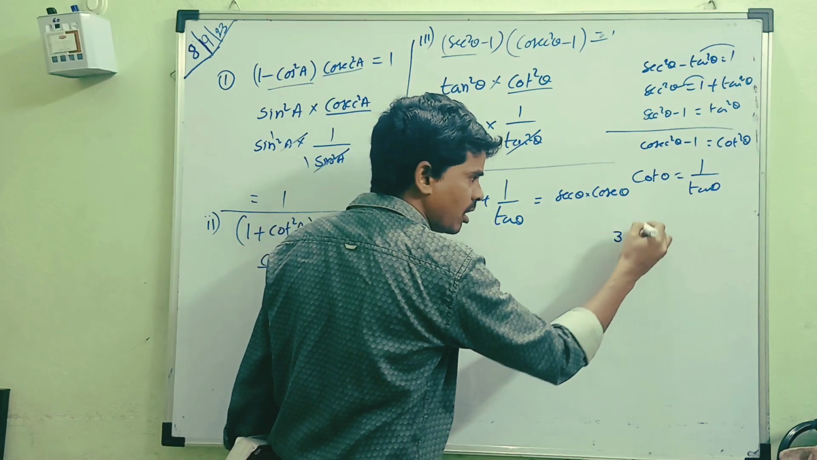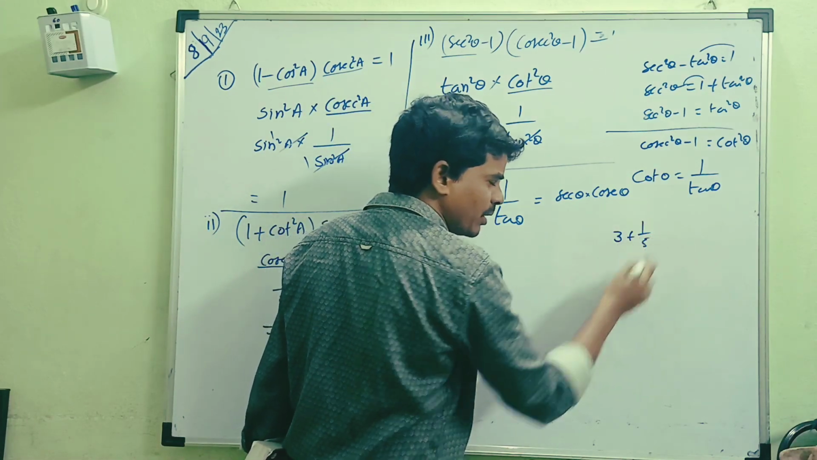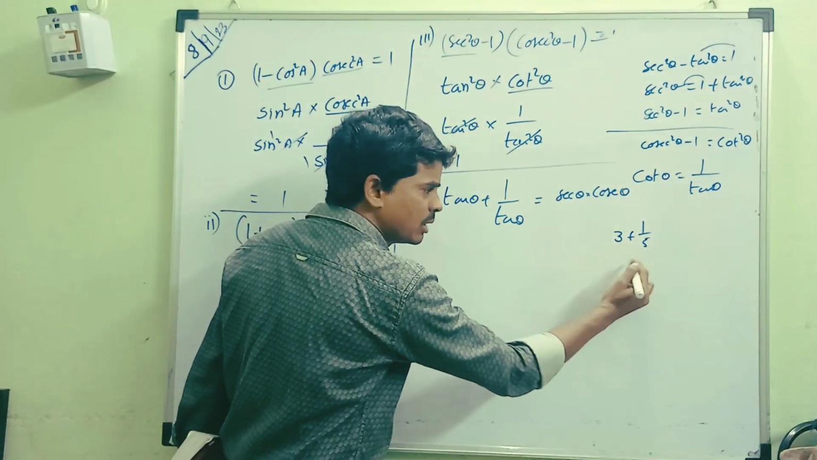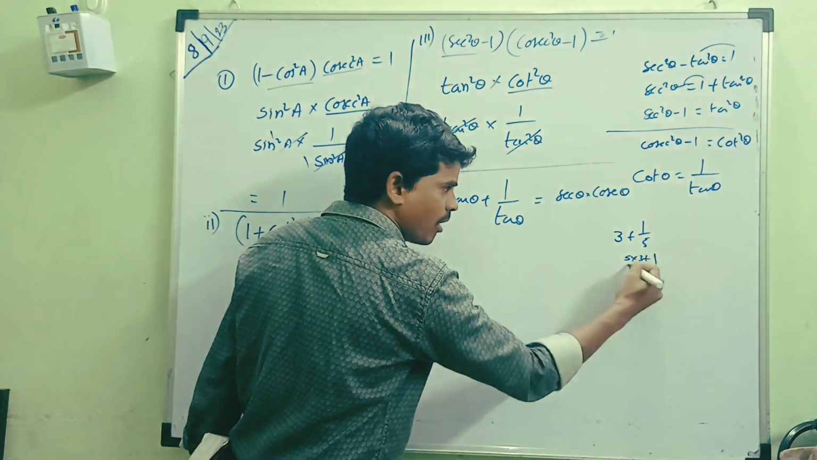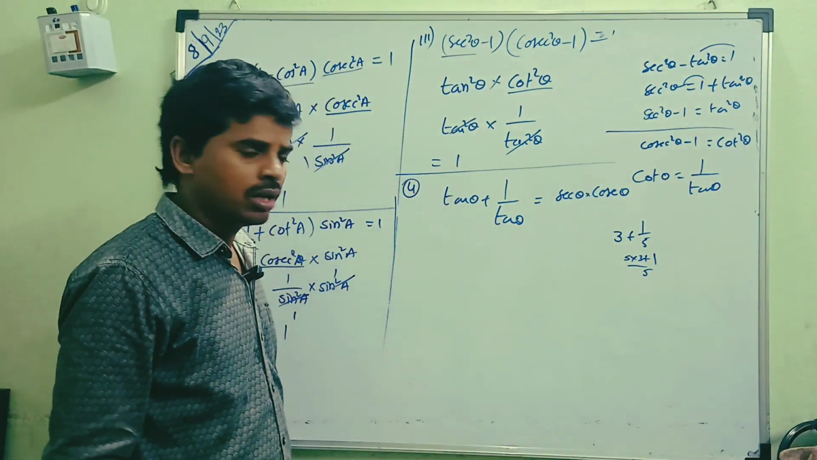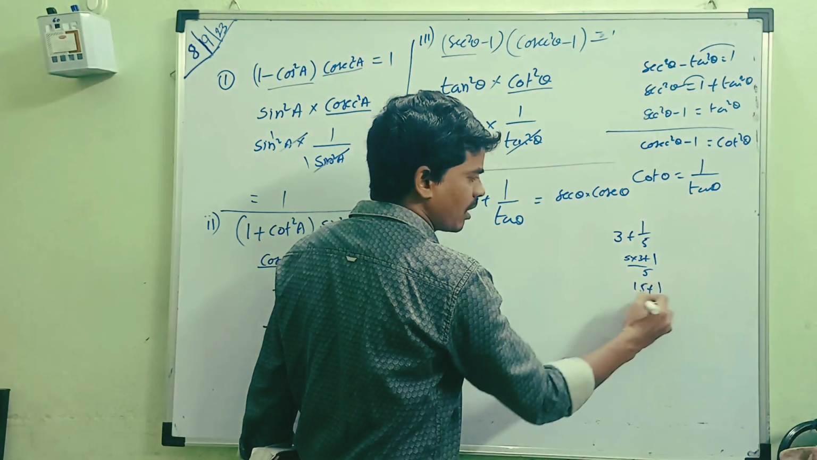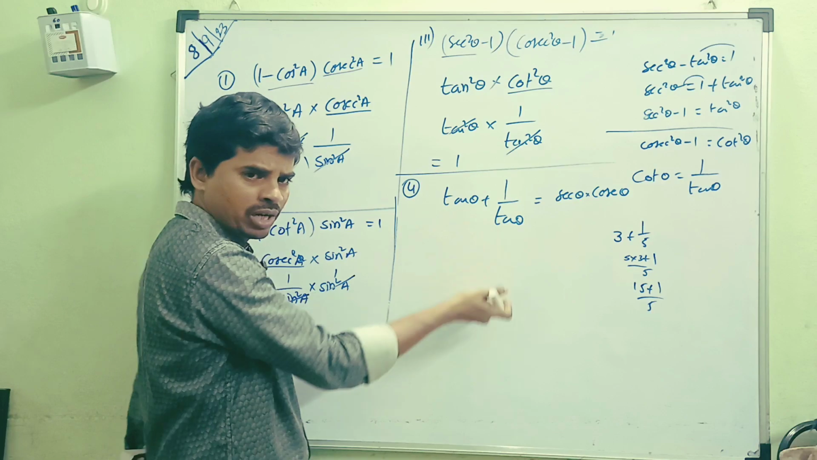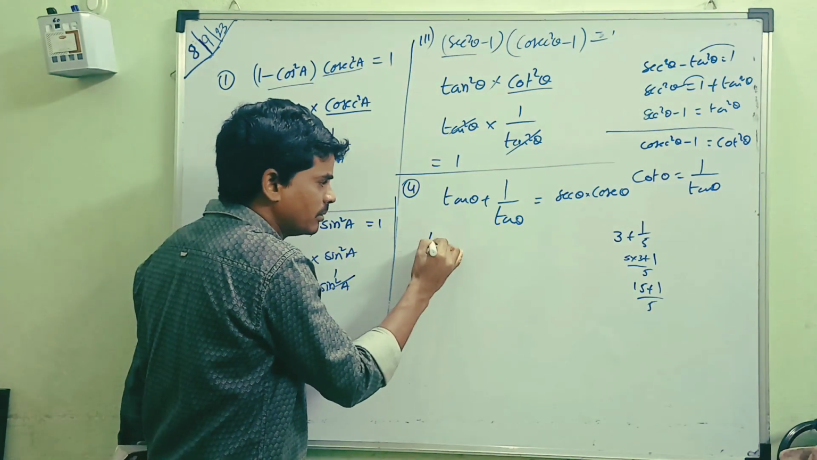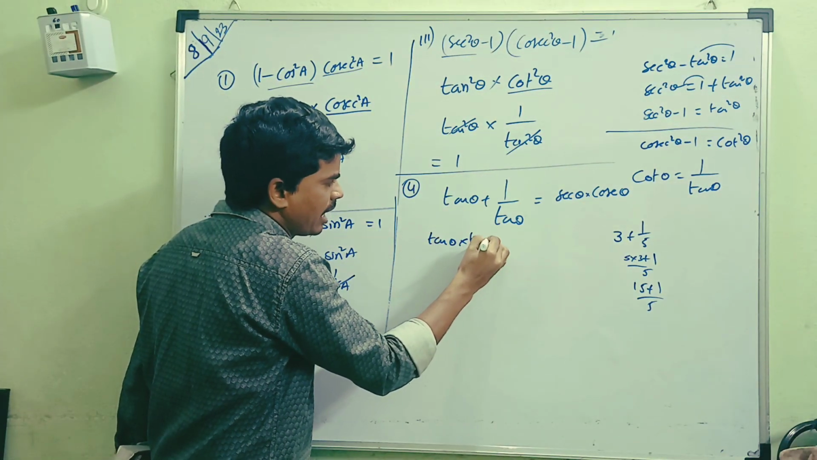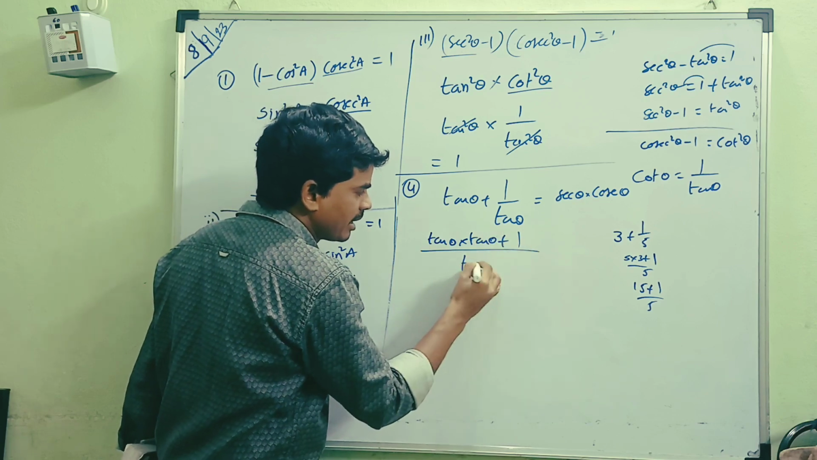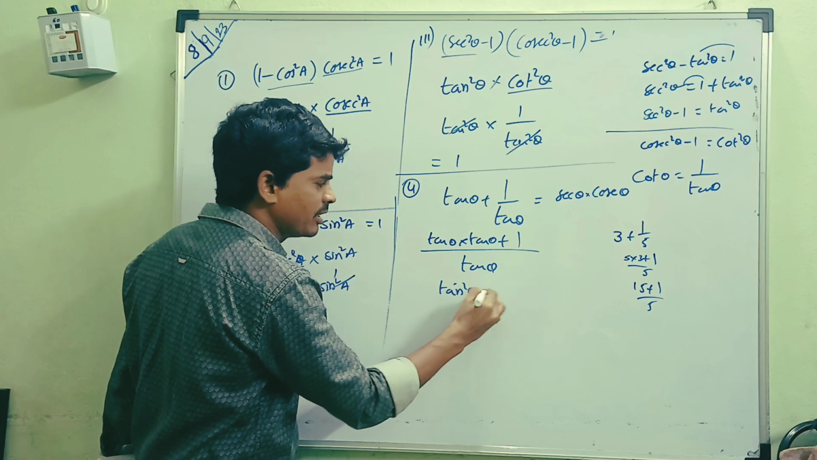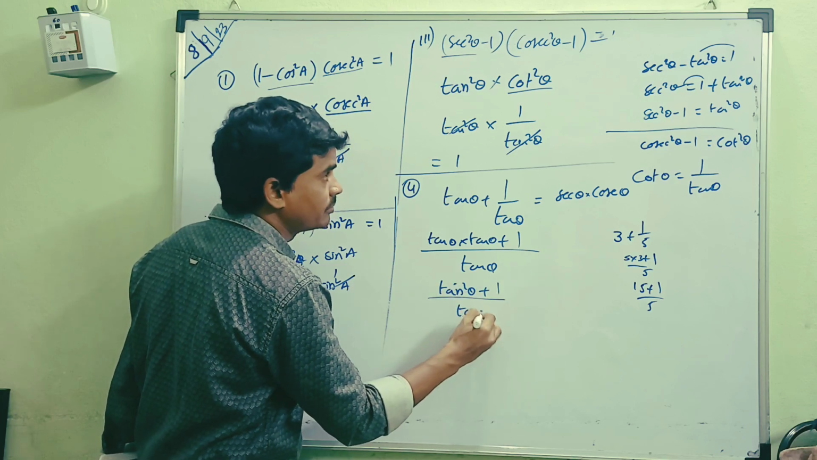Suppose I tell you one shortcut: 3 plus 1 by 5. How to solve this one? Just multiply the 5 into 3. 5 into 3 plus 1 by 5. Yes or no? 5 3s are 15 plus 1 by 5. Like that we will do with numbers. The same way we have to do here also. Tan theta into tan theta plus 1 by tan theta. Tan theta into tan theta, tan square theta plus 1 by tan theta.